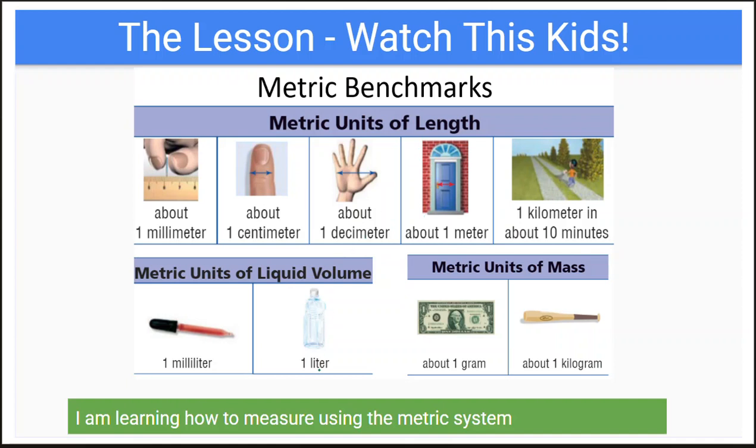Now, I told you before about liters, okay? If you had 1,000 milliliters, that would equal a liter. And a milliliter is about the amount of liquid that's in an eyedropper. And then you have metric units of mass. About 1 gram would be about the weight of a dollar bill, I guess. And a kilogram would be about the weight of a baseball bat. A kilogram is a little bit more than 2 pounds, okay?